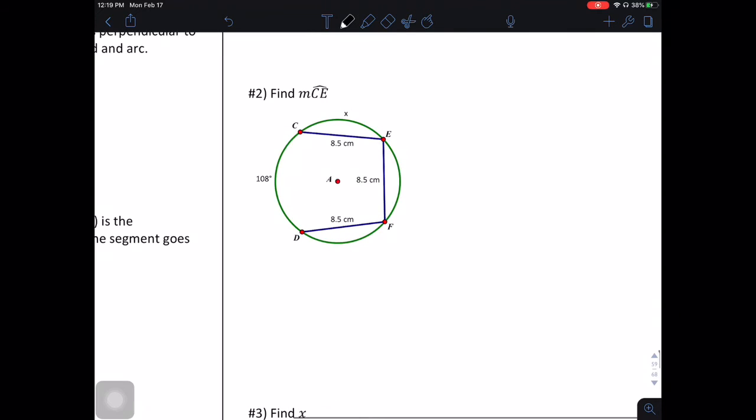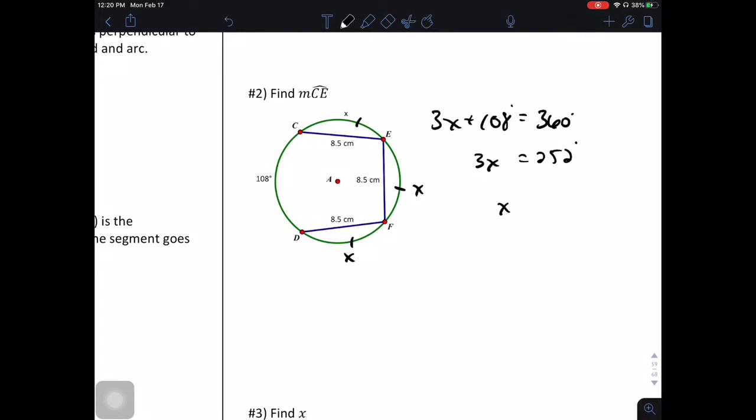Number 2. Find the measure of arc CE. Since these chords are all the same, their corresponding arcs have to be the same. So we can call all these x. So 3x plus 108 is all the way around the circle, which is 360 degrees, which means 3x is 252, which means x is 84. To answer the question, the measure of arc CE is 84 degrees.